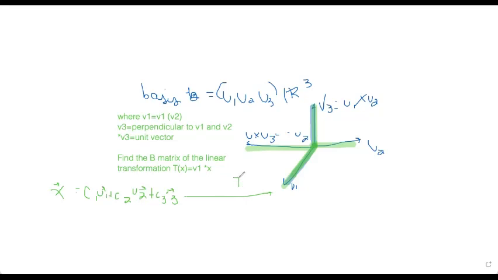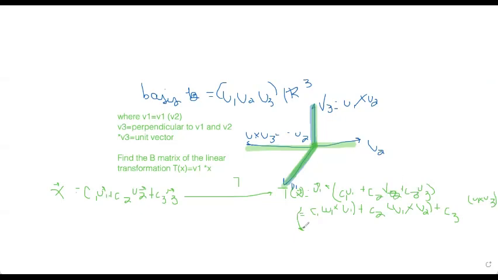And you perform some transformation T, right? And we know that T of X equals V1 cross X. Well, we can write X out like we just did as C1 V1 plus C2 V2 plus C3 V3, which we can then further split into C1 times V1 cross V1, plus C2 times V1 cross V2, and finally C3 times V1 cross V3.